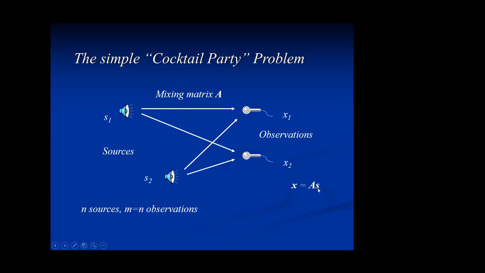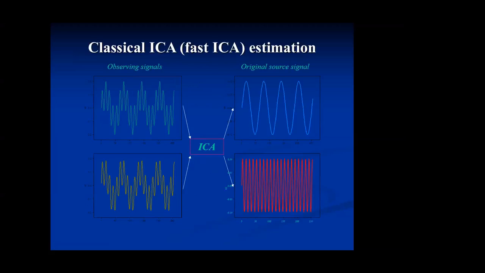If I know the mixing matrix and if I know X, then S is equal to A inverse X. I can compute the sources. That is the basic idea in independent component analysis. So here you see that this is observed signal. This is having mixing of two signals. So by applying the ICA, I can separate these two signals.